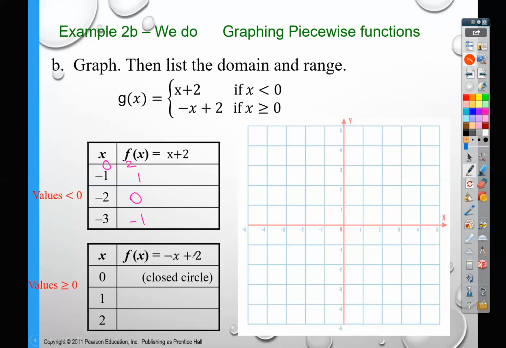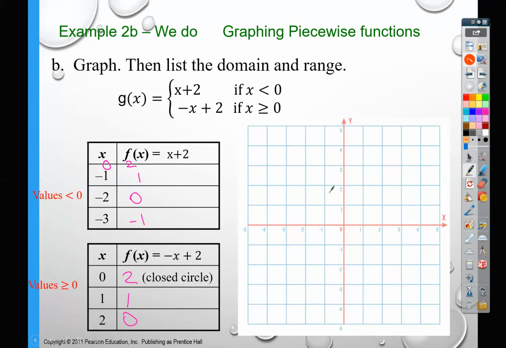Now I'm going to start with the second one, starting at the domain restriction. So if x equals 0, y would equal 2. If x equals 1, that would be -1 plus 2, so 1. If x equals 2, -2 plus 2, that would be 0.